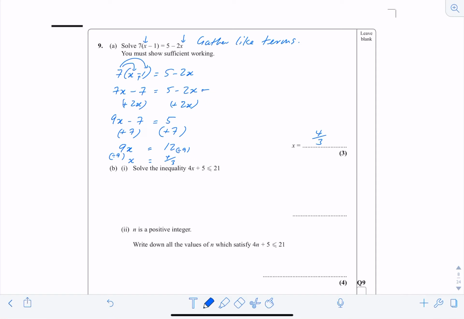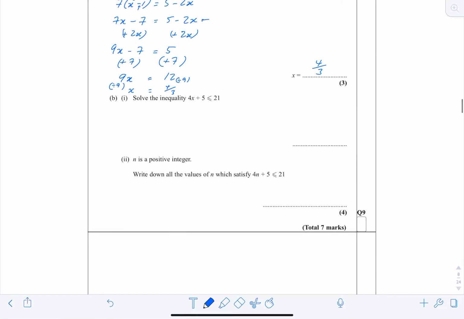Solve the inequality 4x plus 5 is less than or equal to 21. Okay, so what we do for this one is we treat it like a regular equation. So I've got 4x plus 5 is less than or equal to 21. Gather my like terms, minus 5 from both sides. I get 4x is less than or equal to 16. I'm going to divide by 4, and I get x is less than or equal to 4.